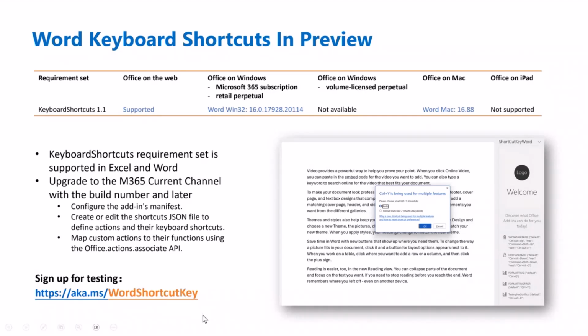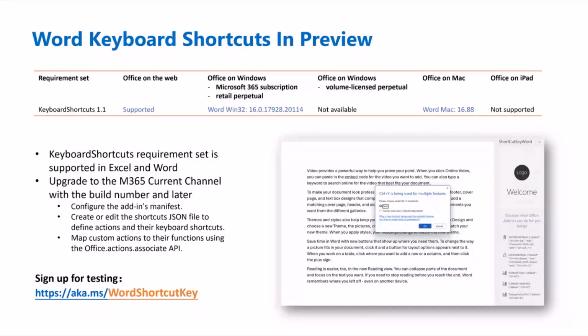I'm Steve Jin. I'm excited to introduce a new feature currently in preview for Word, keyboard shortcut support. This feature enhances accessibility and meets regulatory requirements in many regions, especially for products targeting government clients. We initially launched keyboard shortcut support in Excel, and now we are expanding it to Word. This feature is implemented as a requirement set. If you are familiar with how it works in Excel, you will find the process in Word quite similar and straightforward.